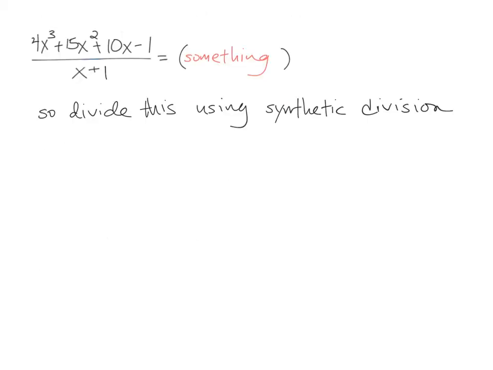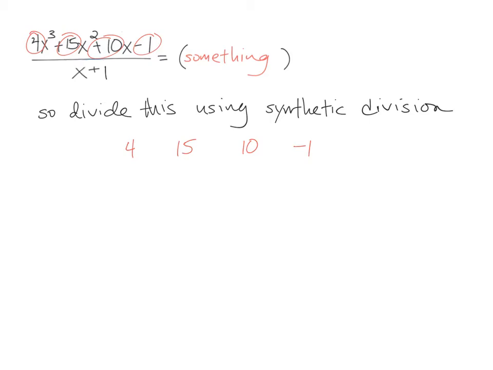All right, so from the previous slide, we have this division happening, and here we go, we have this to figure out what the other factor would be. So we divide this using synthetic division. Here I'm going to take the coefficients of the polynomial in the numerator without skipping any powers of x. So let me circle those here. I will have 4, 15, 10, and negative 1.